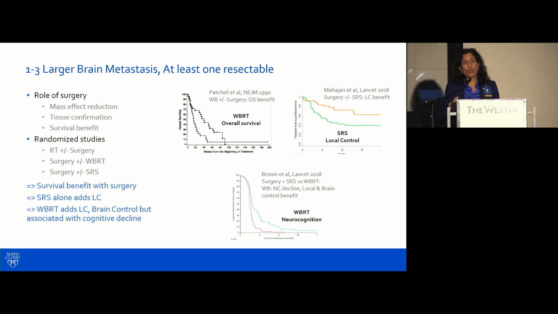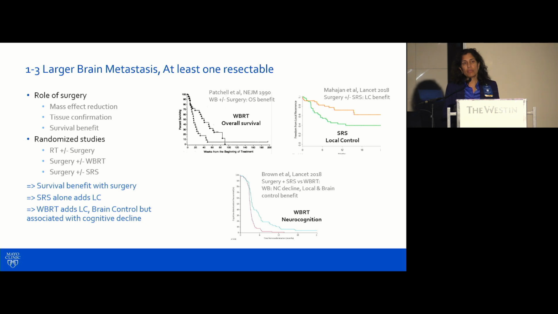If you add whole brain, there seems to be a benefit in distant brain control for sure. And of course, there's the original Patchell study showing that whole brain radiation on top of surgery improves survival. Currently, we know that removing the tumor oftentimes can help with many different issues, including possibly survival. SRS alone to the surgical bed improves local control.